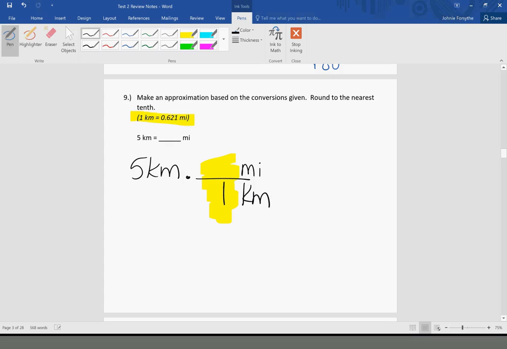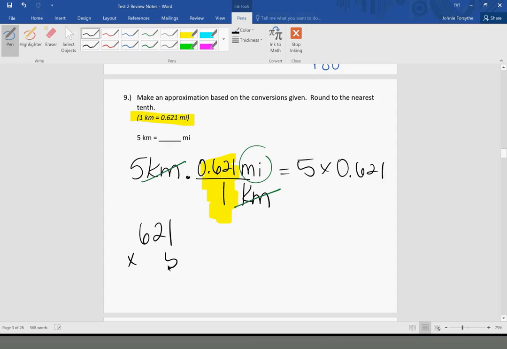So I'm going to put the 1 here for the kilometer and 0.621 for the miles. And the reason why I put the miles on top is because I want the kilometers to cancel out, and I'll be left with miles, which is what I'm converting to. So I basically have 5 times 0.621. So I'm going to just take 621 times 5. And then I'll go back and add the decimal values in there.